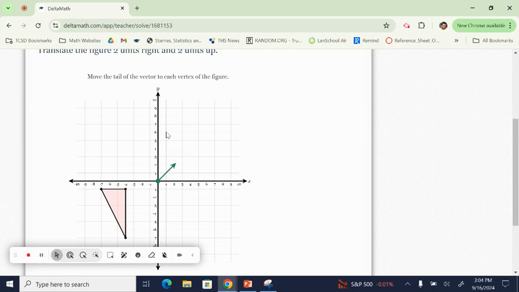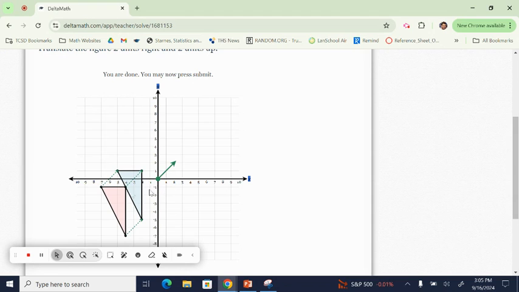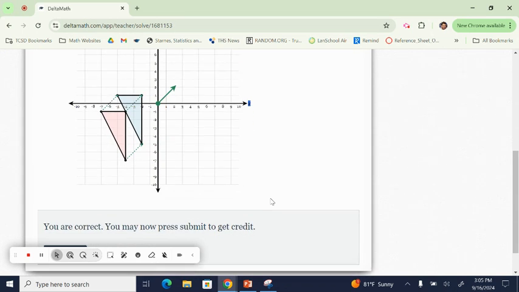Now it says move the tail of the vector to each vertex. The tail is the dot, the starting point. So I'm going to move it to here using my mouse. Okay, I'm going to move it to the next point. Okay, and the third point. Now notice it moves my triangle for me, and notice that the pre-image, the pink, and the image, the blue, are the same shape, same size, just slid in the coordinate plane, and you're done.